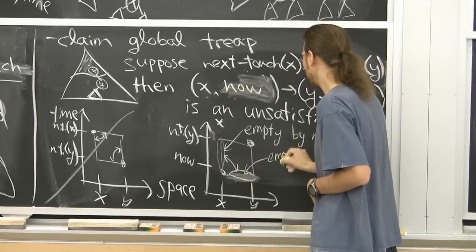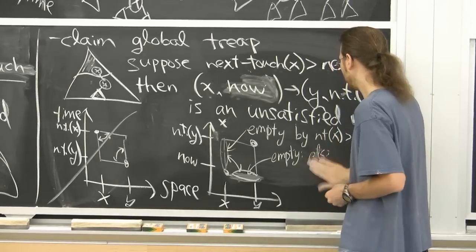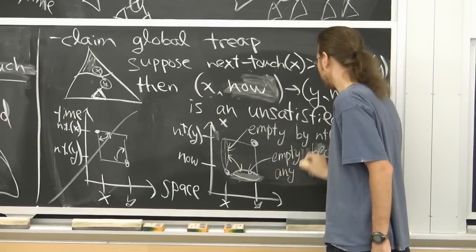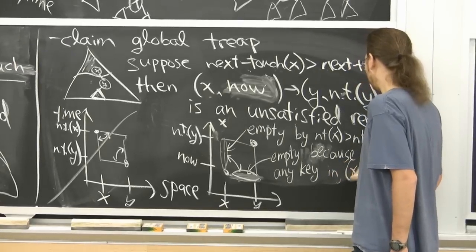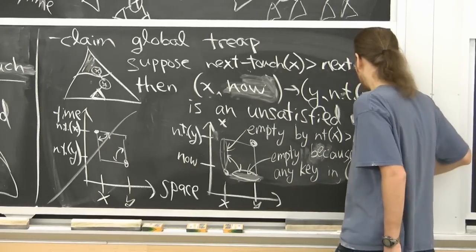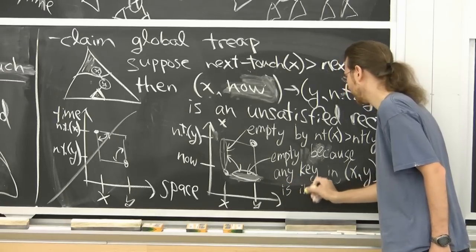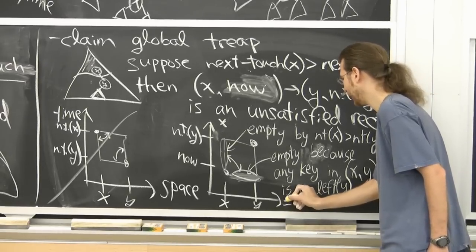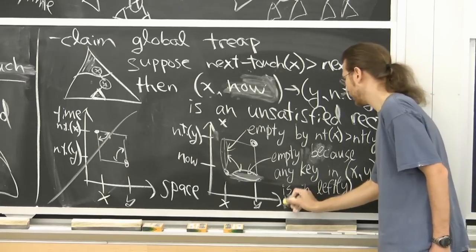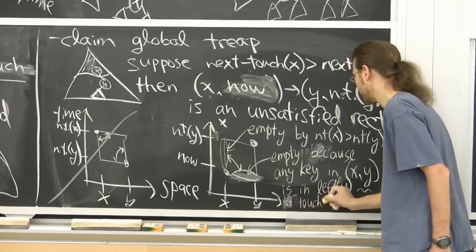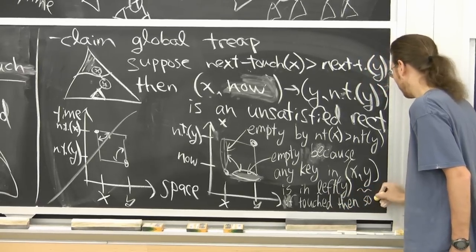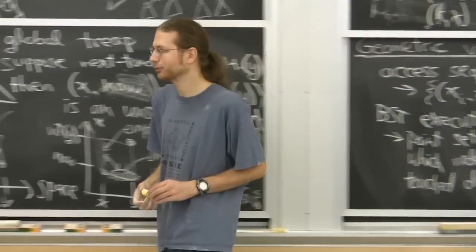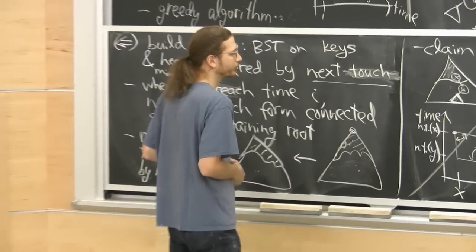And this part is empty because any key between x and y is in the left subtree of y. Which would imply that if it's touched, then so is y. But y cannot be touched by assumption. So that's the end of that proof. A little bit longer, but hopefully it's pretty clear at this point.